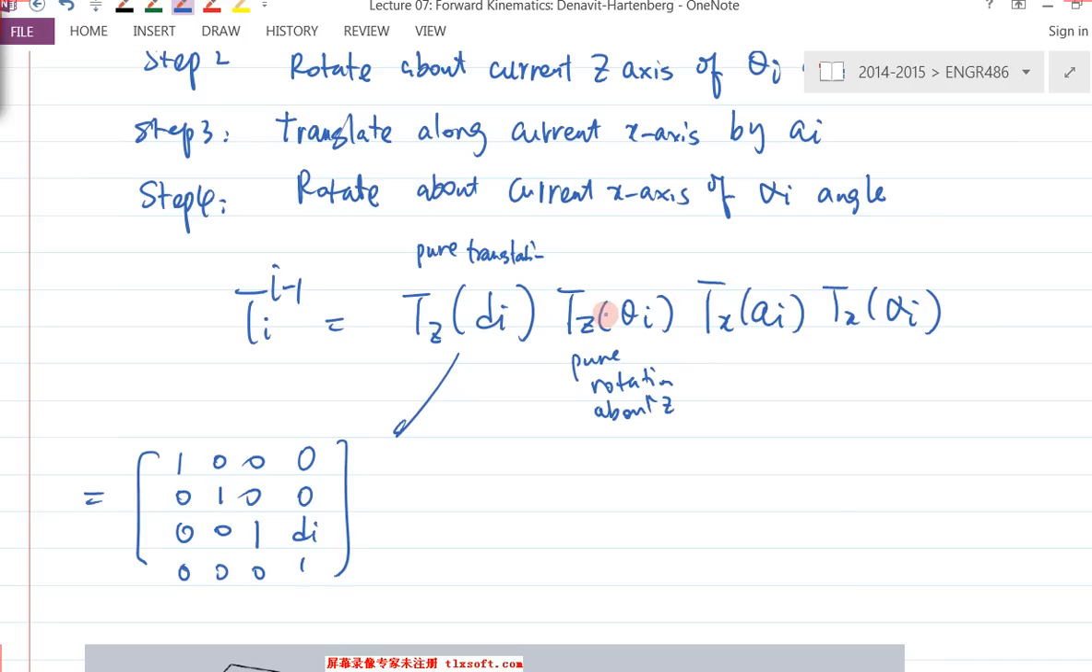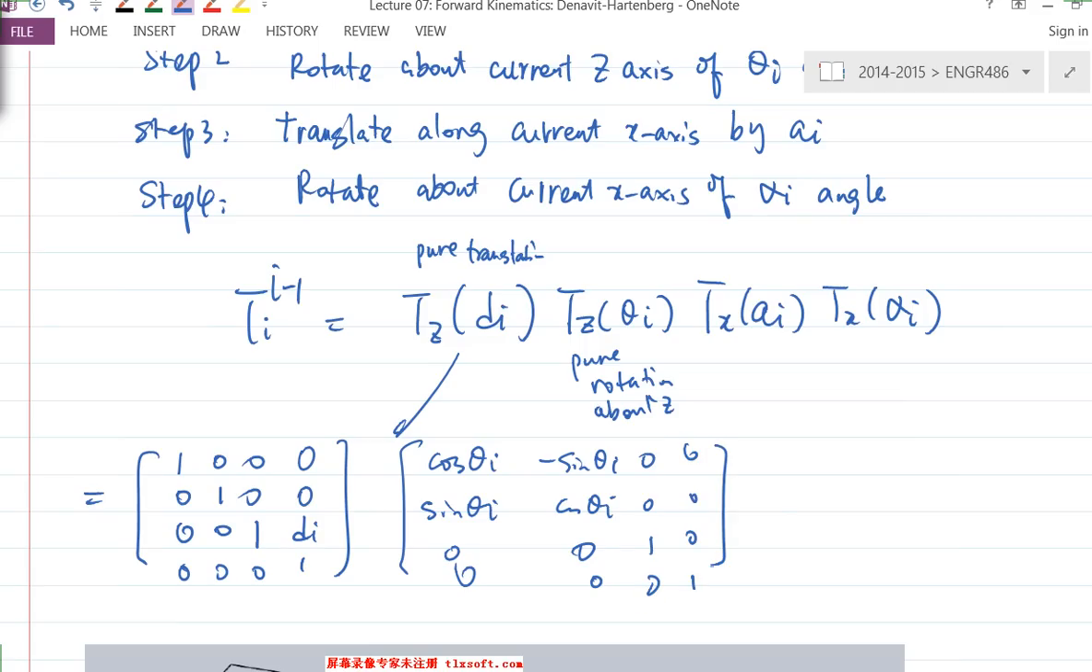So I'll write another one here. The second one is TZ theta I. This is a pure rotation about the Z axis. So technically, this is going to be cosine theta I, negative sine theta I, 0, sine theta I, cosine theta I, 0, 0, 0, 1. No translation, right? So you can write down these two.